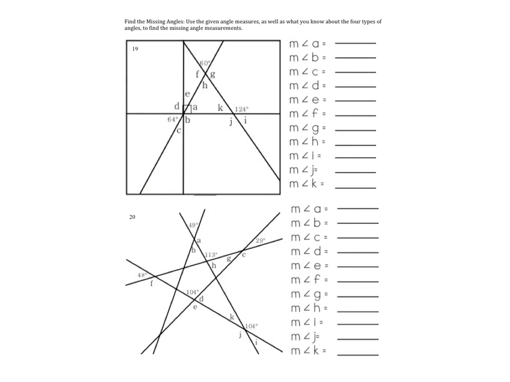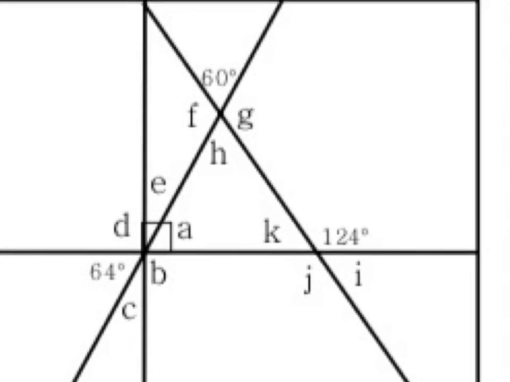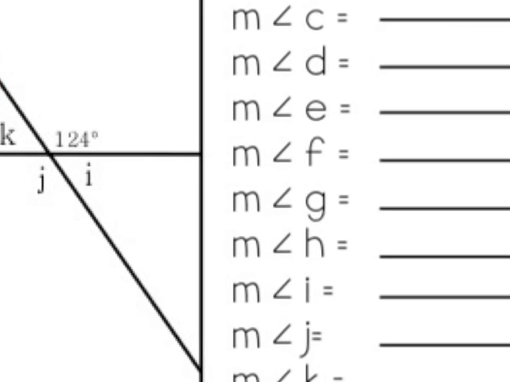All right, here we go. This is the fun stuff. The clues, the puzzle pieces. I have to find the measures of all these angles. All right, I'm going to start right here. If this is 60, that means this H is also 60. So H is 60.